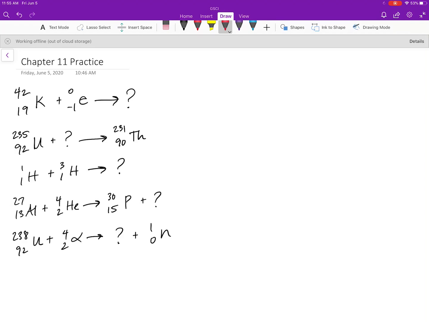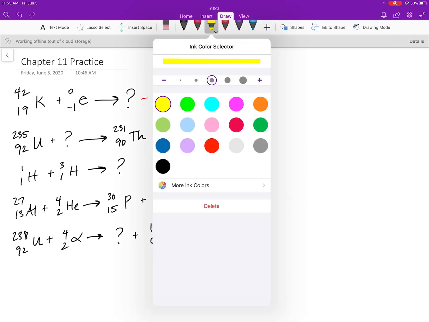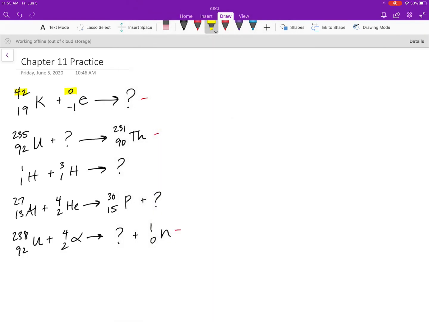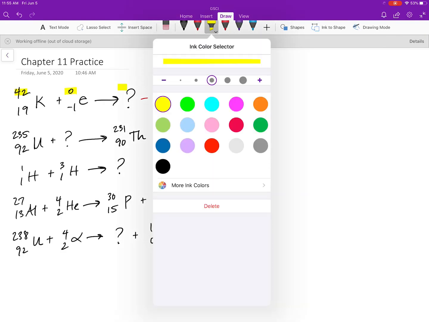Okay, so we're going to practice balancing nuclear chemical equations. We're going to do these three, and then you're going to have the two that we're not going to do to work on by yourself. So the way this is going to work is we are going to treat everything like an algebra formula.